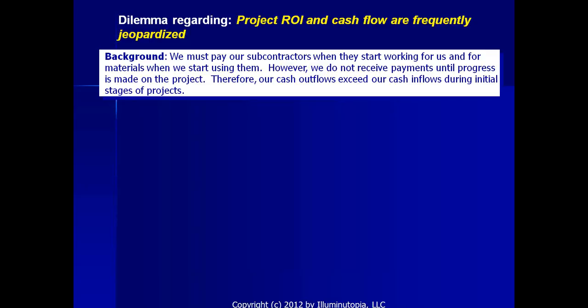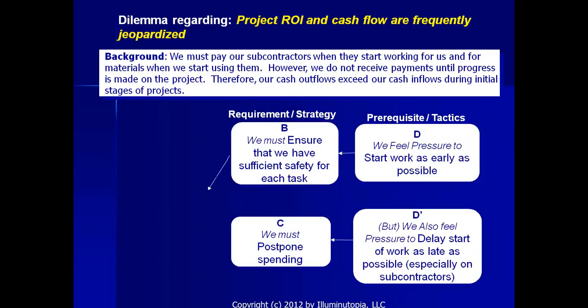And the final conflict that we look at, we write 3 conflicts, one on each of 3 different undesirable effects, and then merge them into one core conflict, is project ROI and cash flow are frequently jeopardized. Background: we must pay our subcontractors when they start working for us and for materials when we start using them. However, we do not receive payments until progress is made on the project. Therefore, our cash outflows exceed our cash inflows during initial stages of projects.